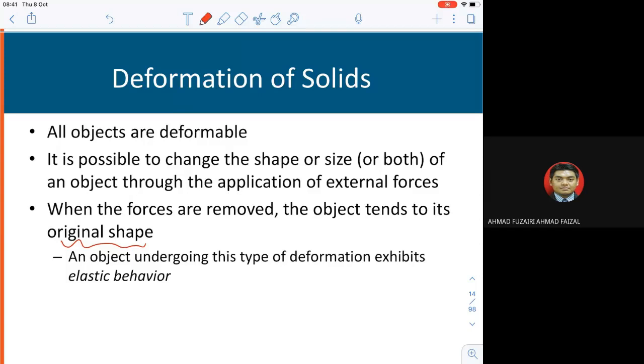Is it possible to change the shape or size of an object through the application of external forces? When the forces are removed, the object tends to return to its original shape. Because of that, an object undergoing these types of deformations exhibits elastic behavior. So if we want to discuss the deformation of solids, we must consider elastic behavior, so elasticity.